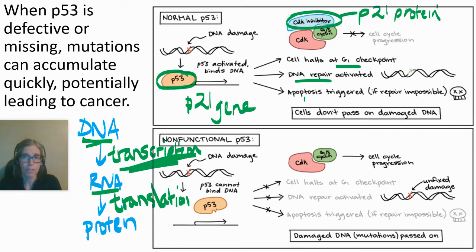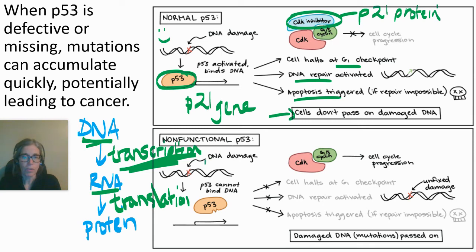And if it's too bad, if there's too many mutations, too many places in DNA that are messed up, apoptosis will be triggered. So then the cells don't pass on damaged DNA, so happy day.